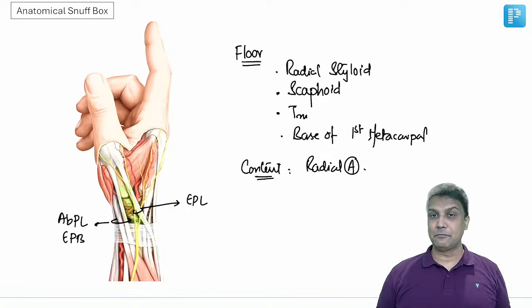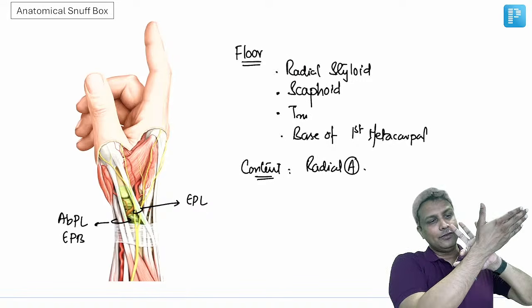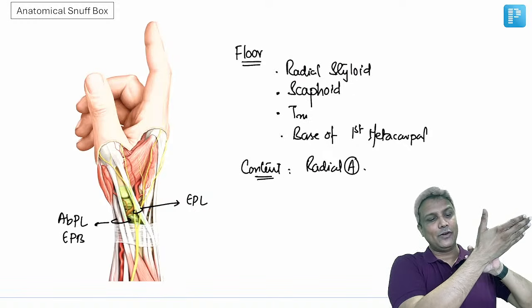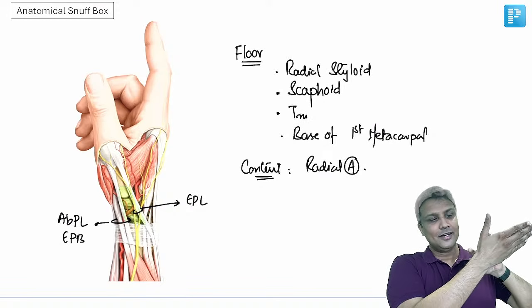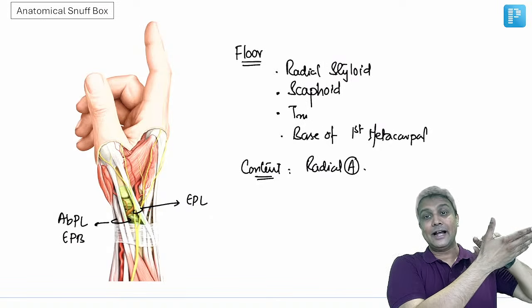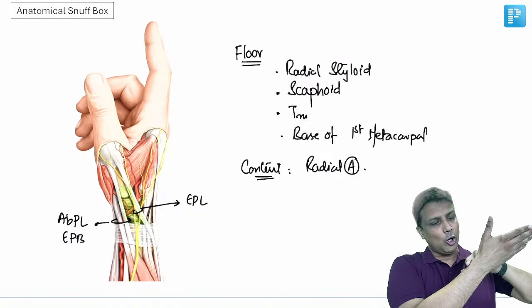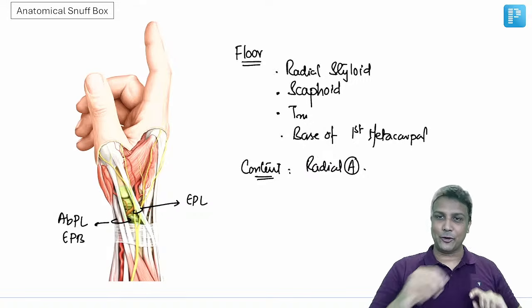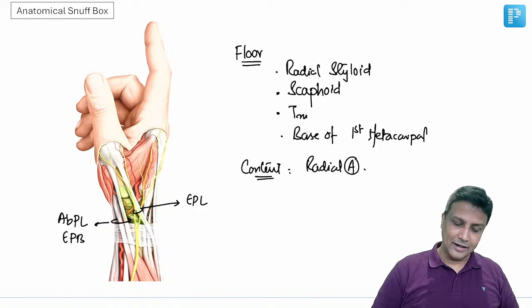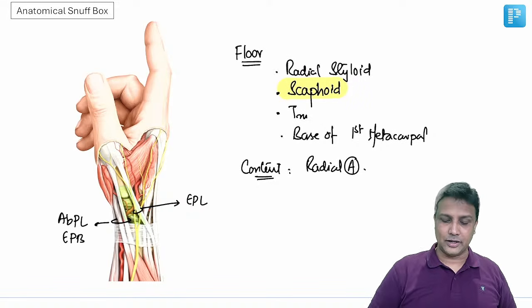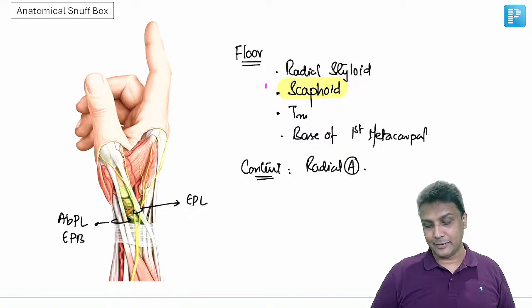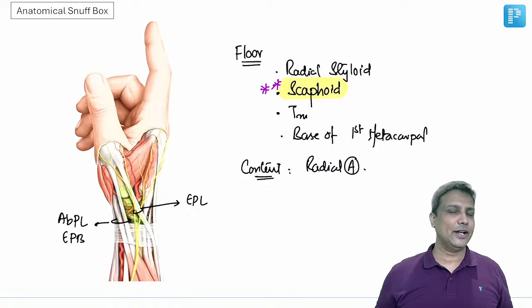Now, once you are done with these boundaries here, the floor is very much important. Now, in the floor of the anatomical snuff box here, you'll be able to find the styloid process of the radius, scaphoid bone, trapezium, as well as the base of the first metacarpal. All this will be present in the floor of the anatomical snuff box. Out of that, the scaphoid is very much important. Why is it important? Because already it was given in your exam.